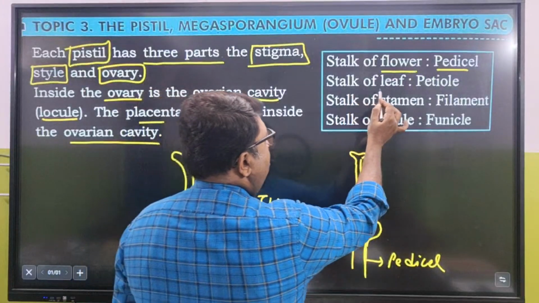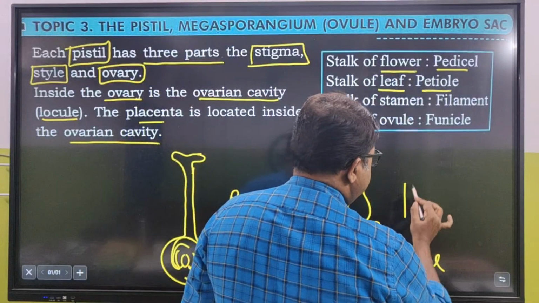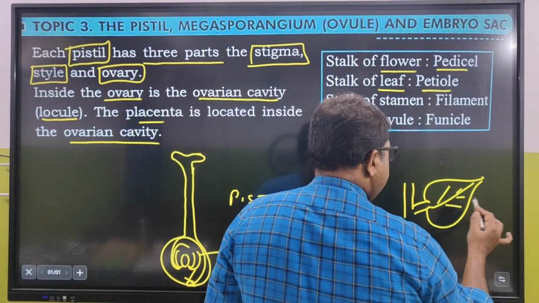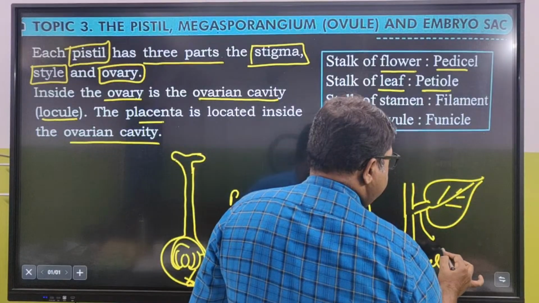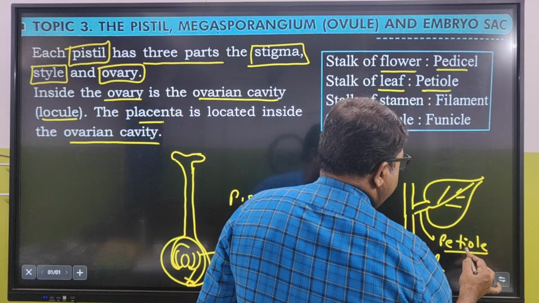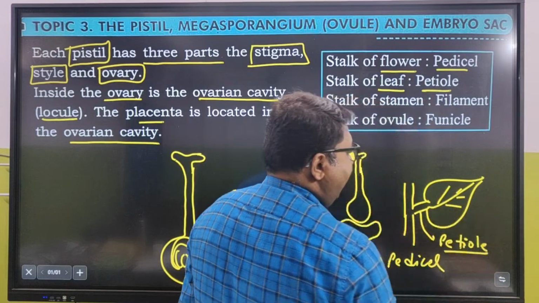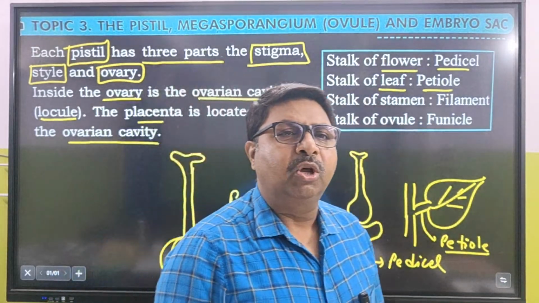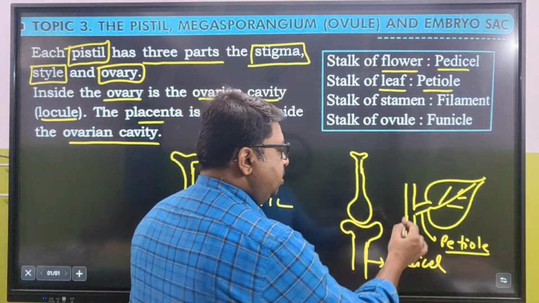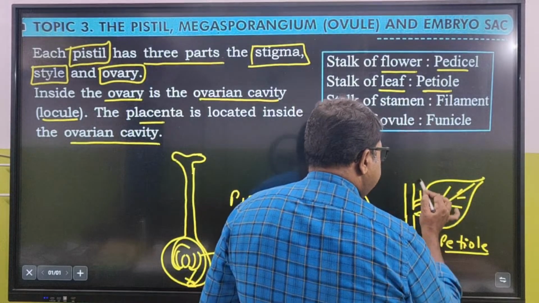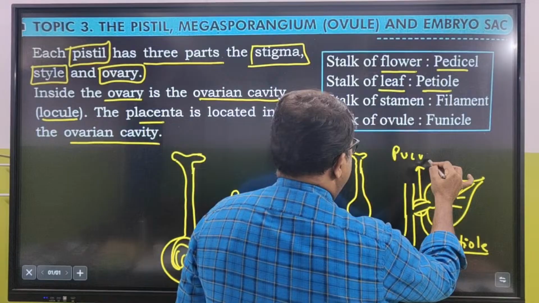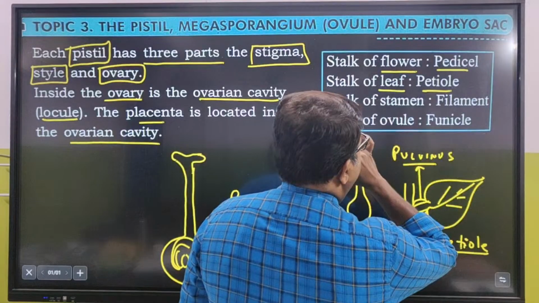Okay. Now the stalk of the leaf is called petiole. So if this is a leaf, this stalk is called what? Petiole. Tell me if you remember, in Mimosa pudica, the touch-me-not plant, the petiole gets swollen. And what is that swollen petiole called? Good. The swollen petiole is called pulvinus.